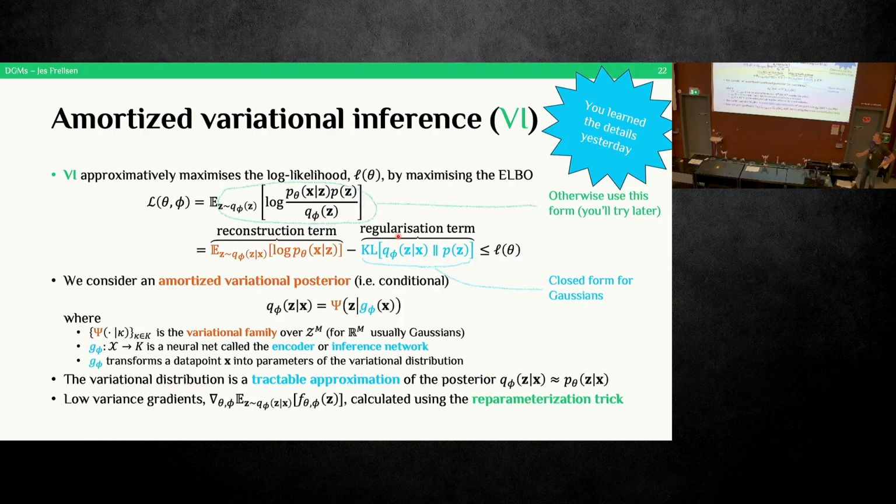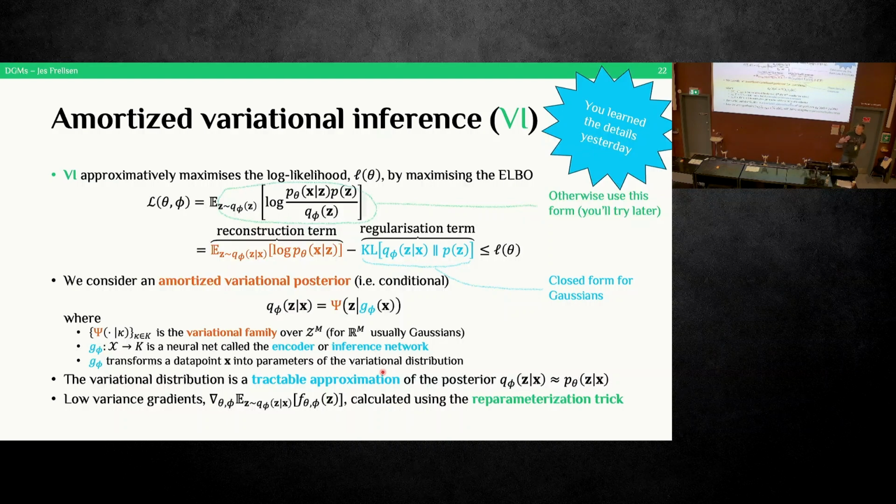Then if we use variational inference, as you've seen before, we can think about this variational distribution as a tractable approximation of our posterior. So the variational distribution that we learn, q of z given x, is an approximation of the true posterior, the probability of the latent given our x. We can also get low variance gradient estimates of the gradient of these expectations here using the reparameterization trick that you also talked about yesterday.